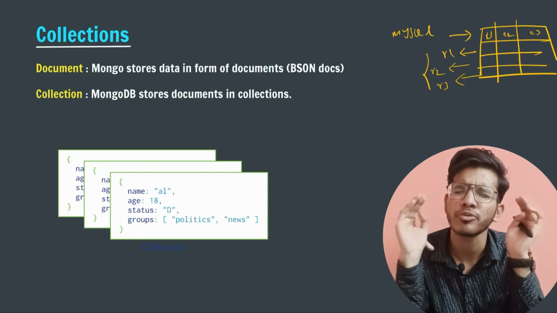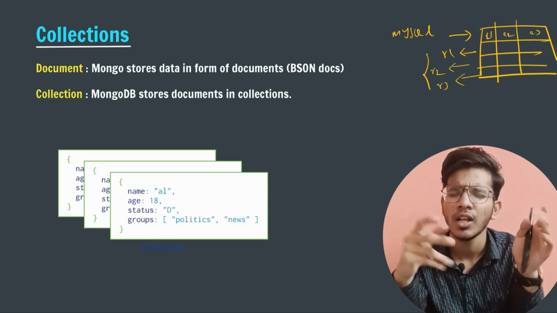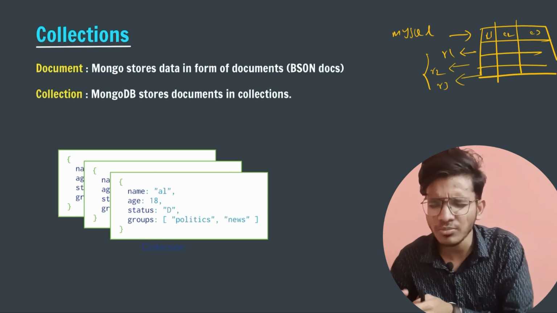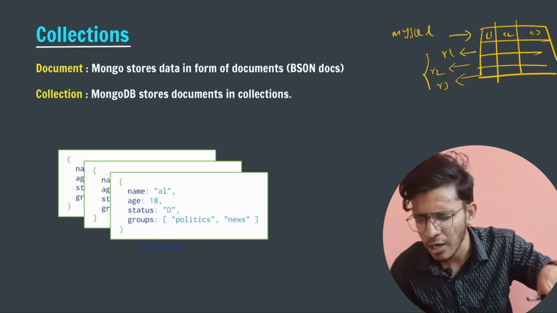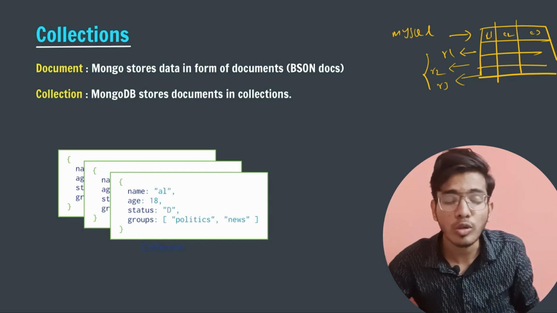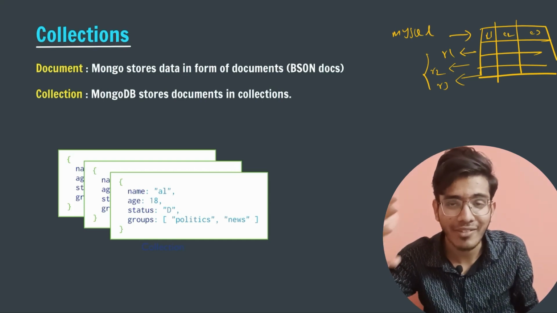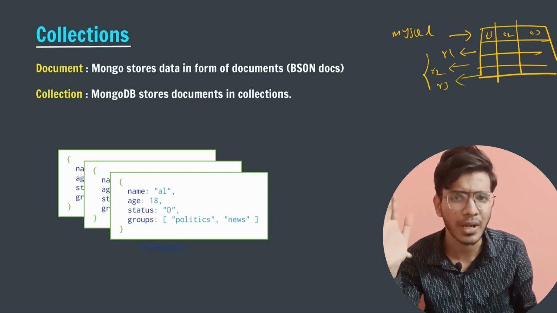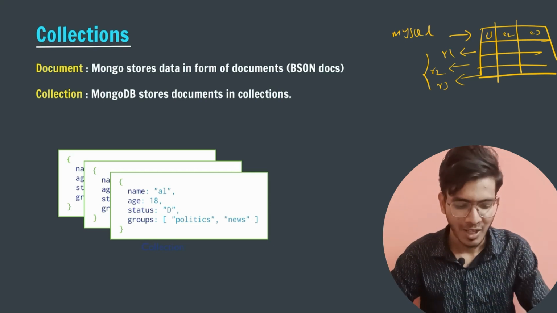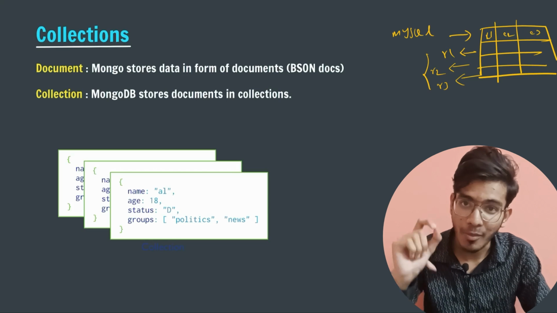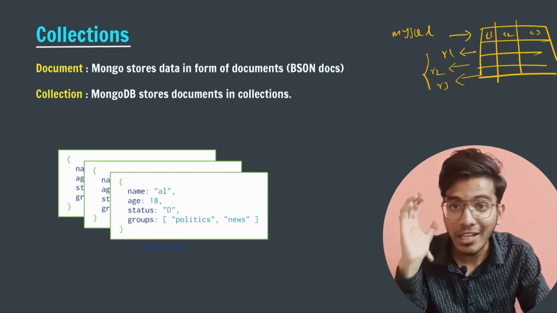Like we can easily visualize, okay, we will have a table, in that table we have multiple columns, and each column will have rows, and in those rows we will store our data. Okay, very clear. But in MongoDB we store data in the form of documents. Now how can we visualize it?